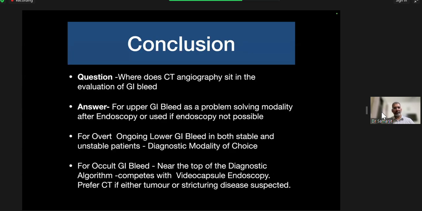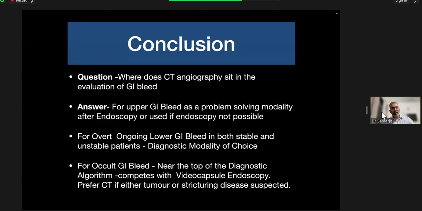So to answer our question, where does CT angiography sit in the evaluation of GI bleed? For upper GI bleed, it is used as a problem-solving modality after endoscopy, or if endoscopy is not possible. For overt ongoing lower GI bleed in both stable and unstable patients, you should consider CT angiography as the diagnostic modality of choice. For occult GI bleed, if it is not at the top, it is near the top of the diagnostic algorithm and it is competing with video capsule endoscopy.